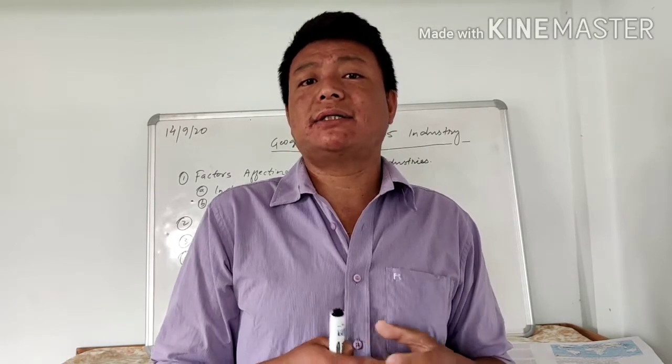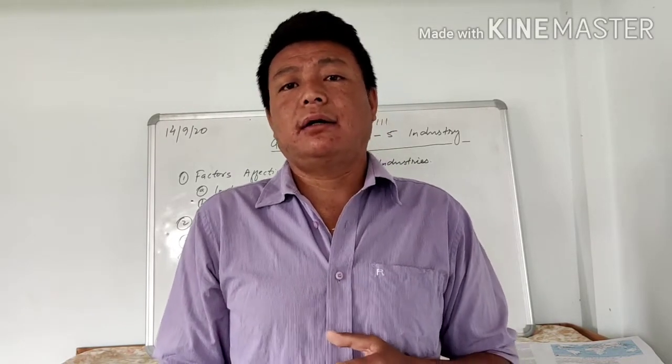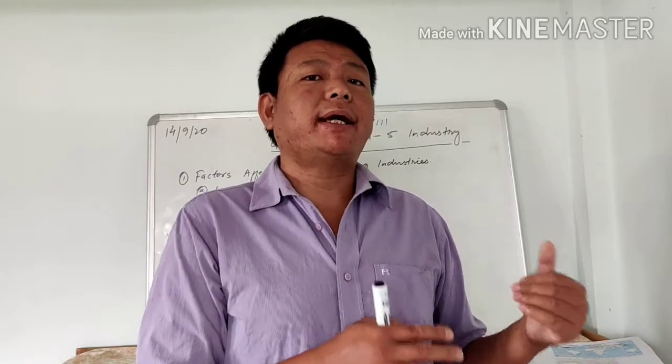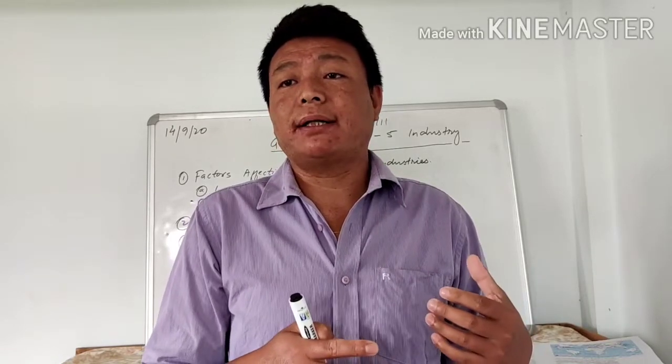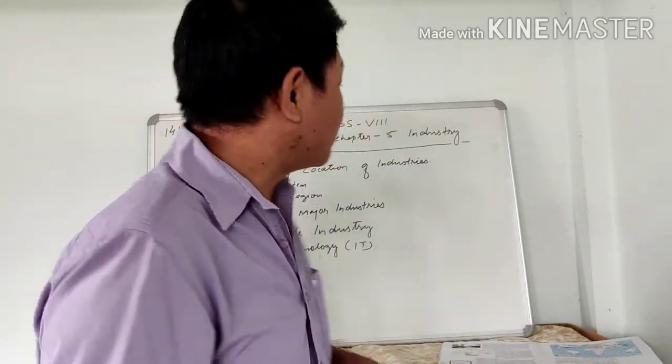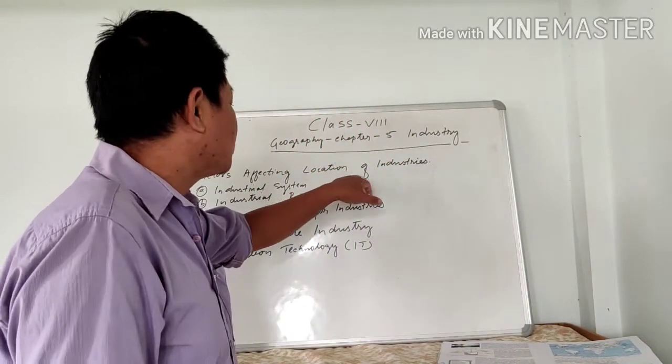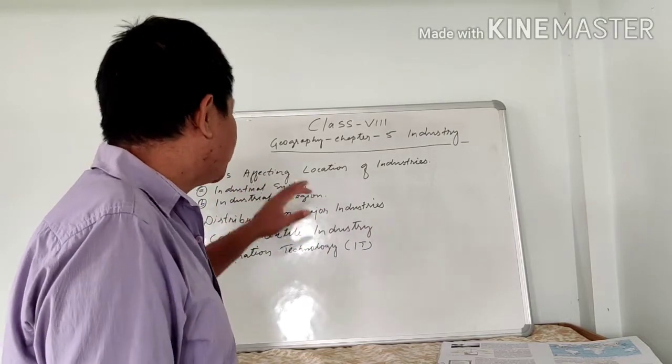I'm not saying that all industries are bad, but especially chemical and fertilizer industries are very harmful for the land, especially flora and fauna. So now the governments are conscious that setting up an industry should not affect the overall environment, especially flora and fauna. Now, as per the past topic, the factors affecting the location of industry, I mentioned the industrial system. Now what is that system?